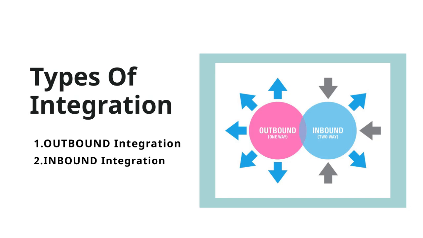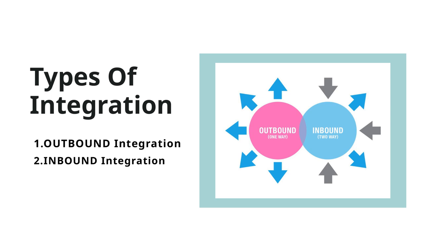Let's take a closer look at the different types of integration we encounter in systems. First, there's outbound integration. This is when a system sends data or information out to other systems or external partners. Think of it as the system reaching out to share updates or send data to another platform. It's crucial for sharing information across different parts of an organization or with external entities.